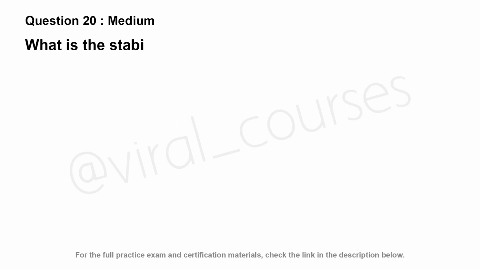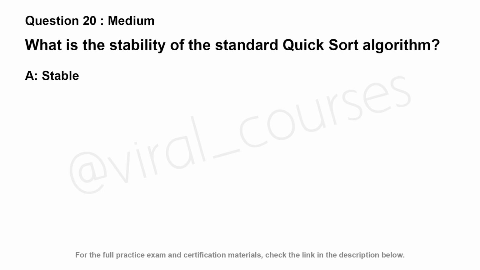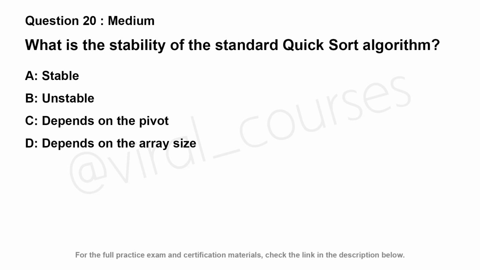What is the stability of the standard quicksort algorithm? Option A, stable. Option B, unstable. Option C, depends on the pivot. Option D, depends on the array size.